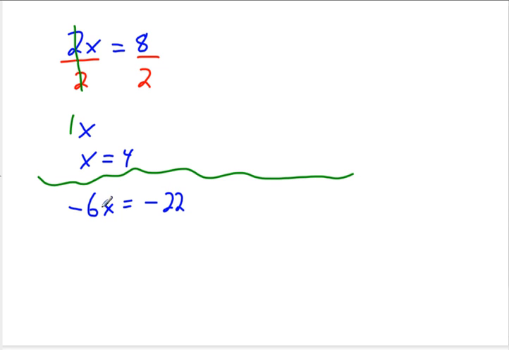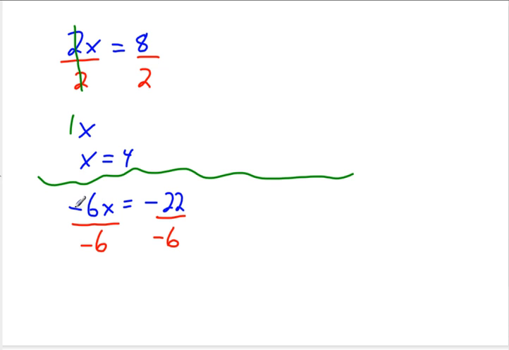This one won't be quite as simple. Negative 6 times something equals negative 22. Well, that something is not going to be a whole number, and that's okay. We chug along just like we normally do. We need to divide both sides by negative 6.